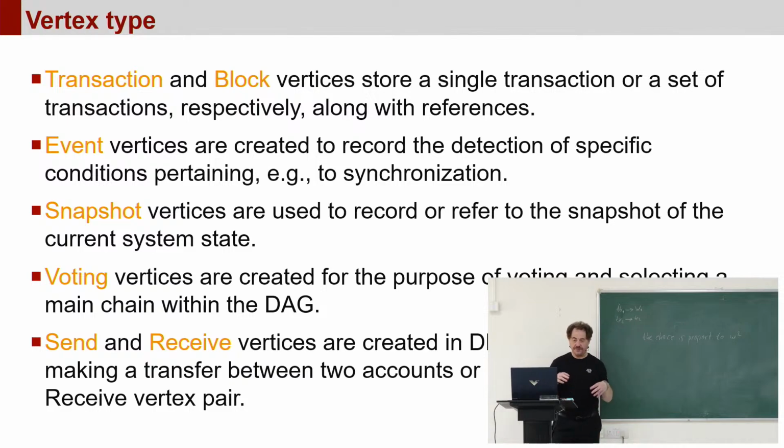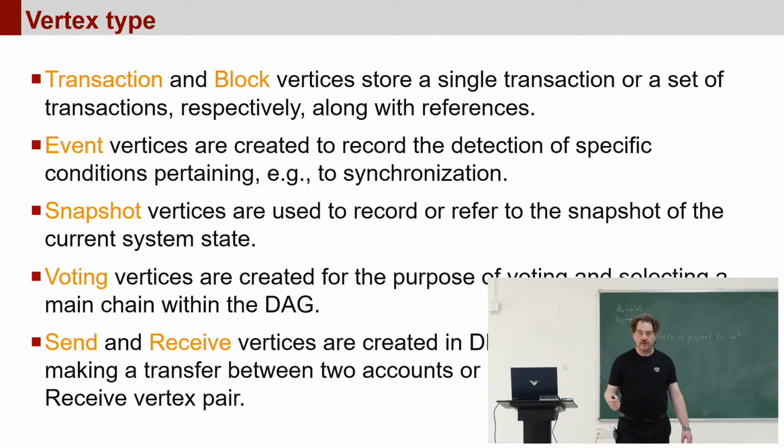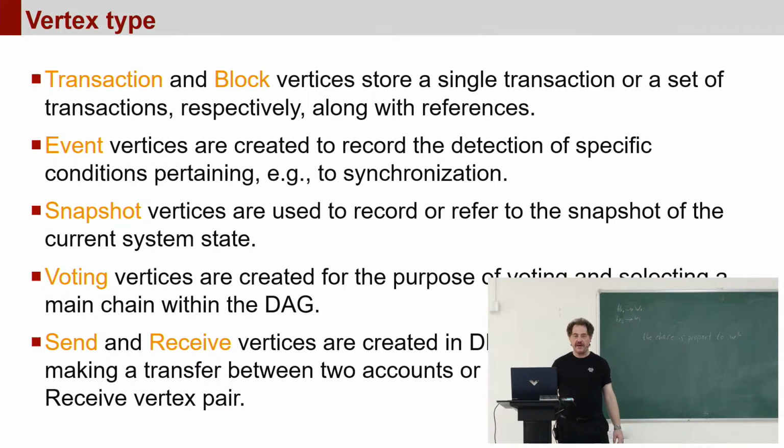Some DAGs use voting vertices. So sometimes the consensus algorithm itself creates special vertices, which record the instance of voting, say by a majority or by a number of nodes.